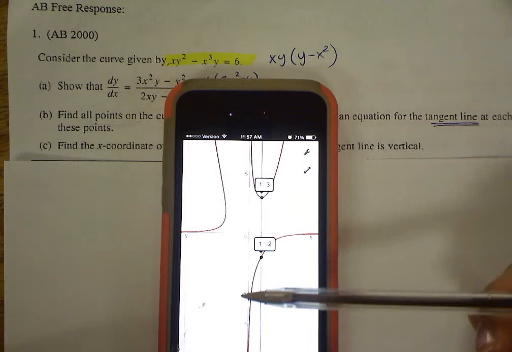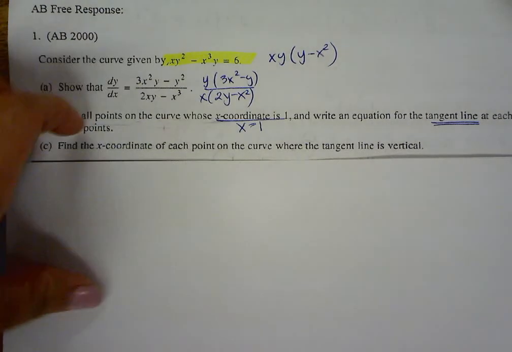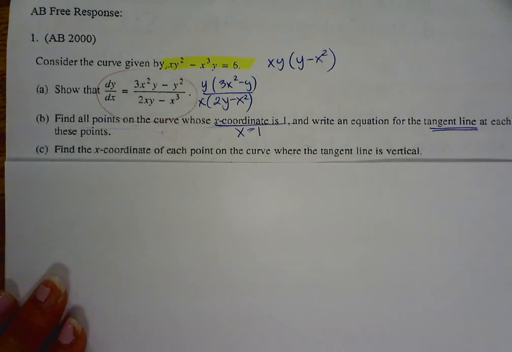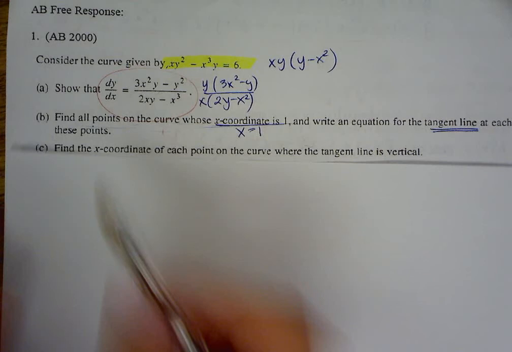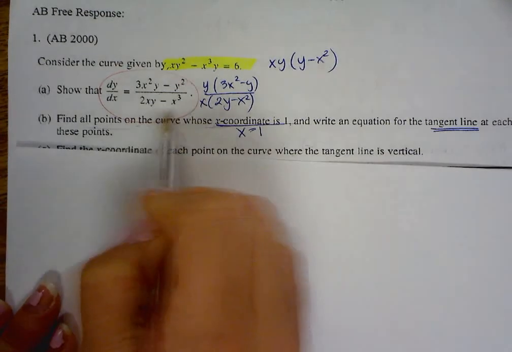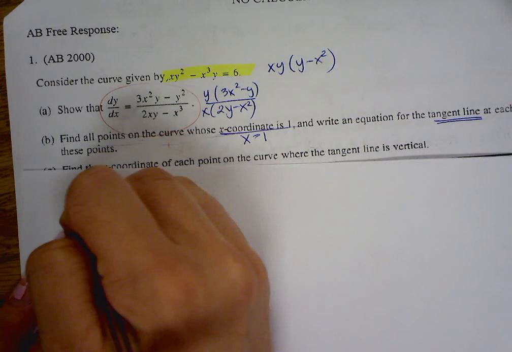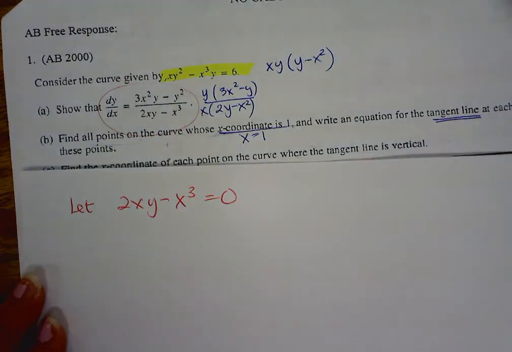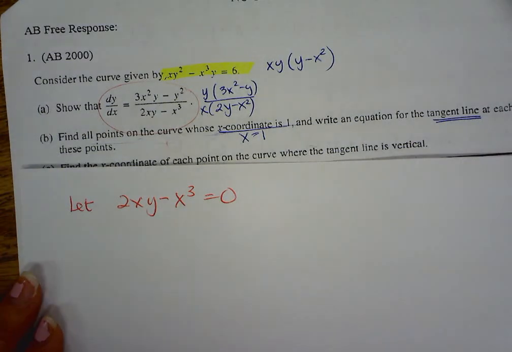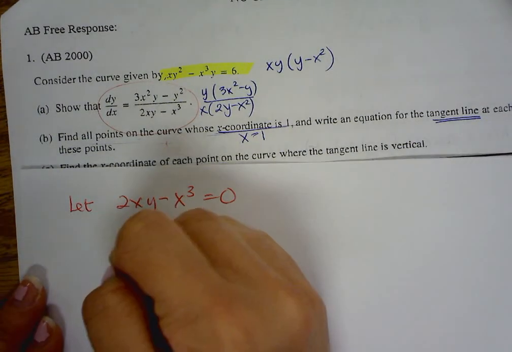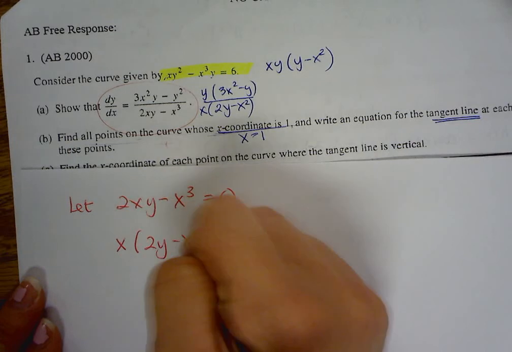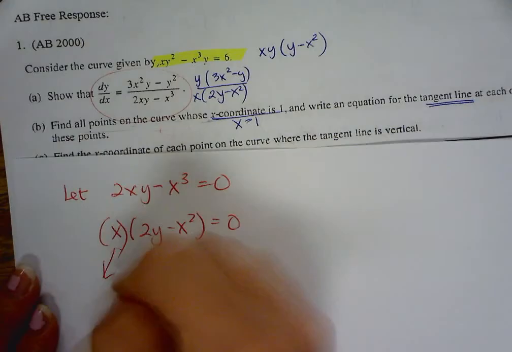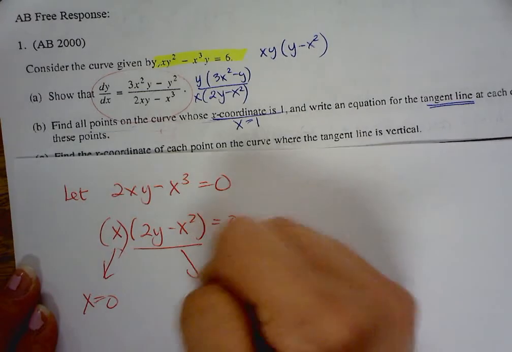Okay, so what do we know about vertical tangents? Well, here's the slope of the tangent. And for vertical lines, the slope is undefined. When is this undefined? When the denominator is 0. So we want 2x minus y times x cubed to equal 0. If I factor out the x, it's x times (2y minus x squared) equals 0. When does this product equal 0? Either when x equals 0 or when 2y minus x squared equals 0.